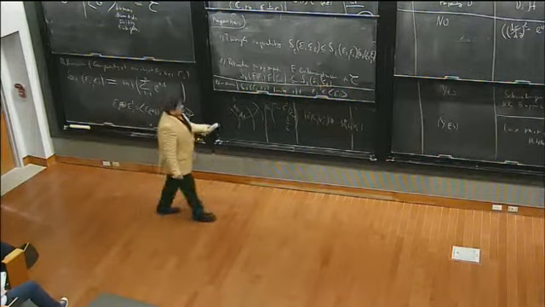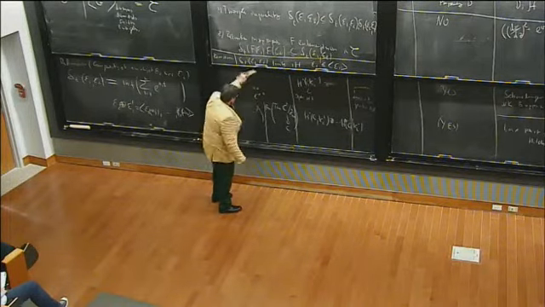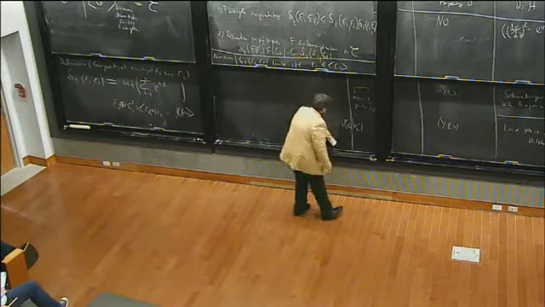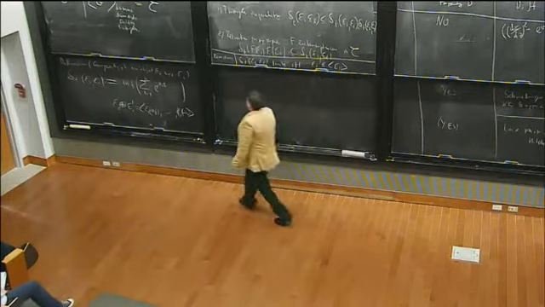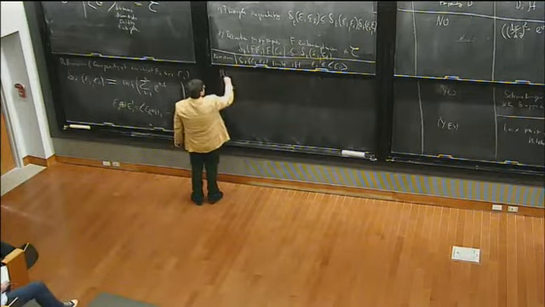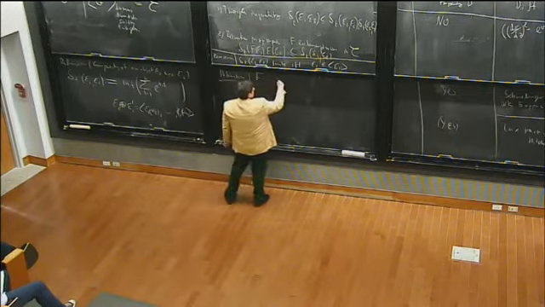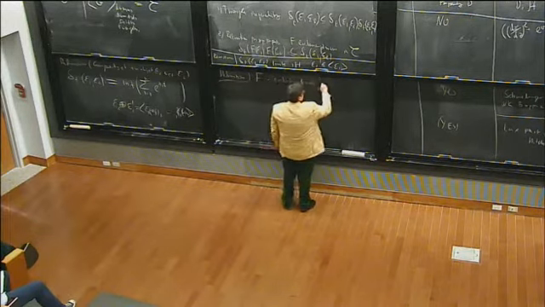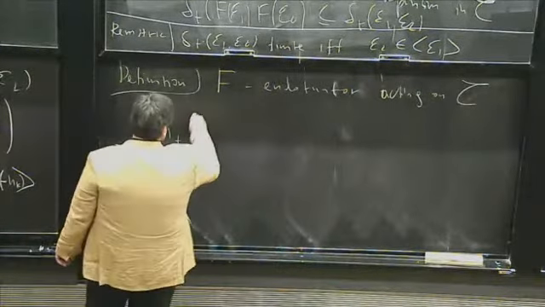So now, theorem. Let's actually first introduce a definition. So again, F is an endofunctor acting on C. Then we introduce the function, the entropy of F.